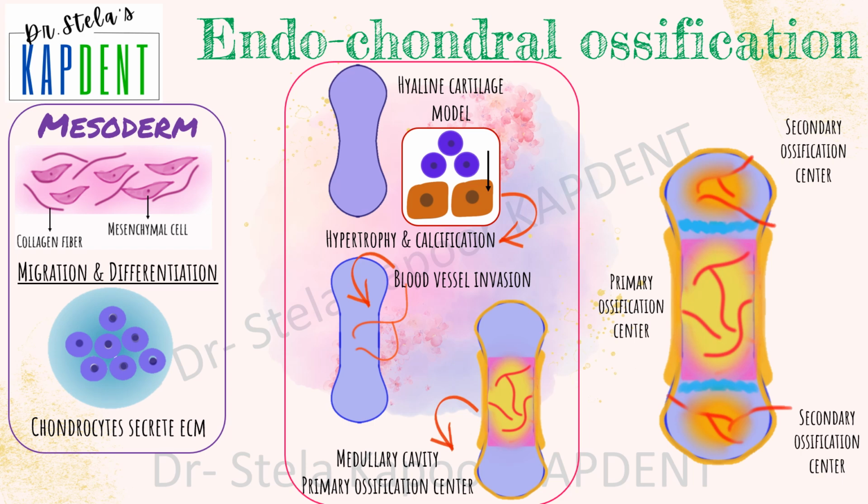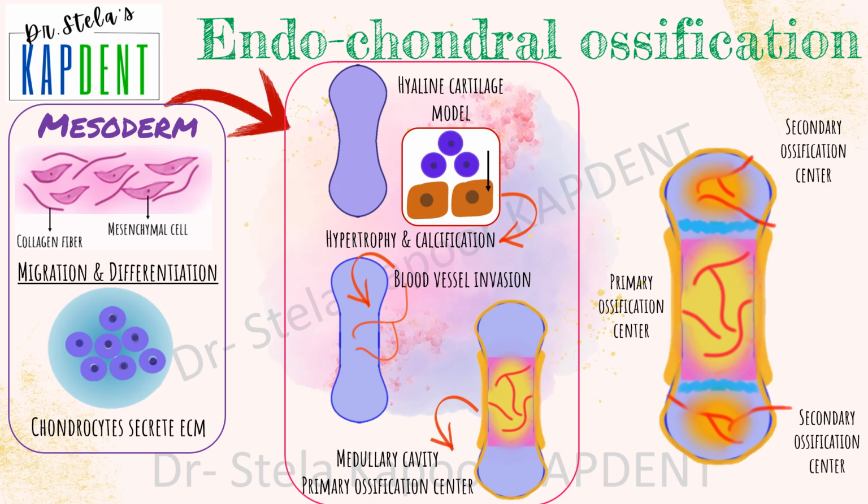Now let's revise and summarize this entire process. Endochondral ossification begins with the mesoderm, in which the mesenchymal cells migrate and differentiate into chondrocytes, which secrete an extracellular matrix. This leads to the formation of a hyaline cartilage model, at the center of which the chondrocytes begin to undergo hypertrophy and there is calcification of the matrix. After this, there is invasion of blood vessels into the voids of the model, followed by the formation of the medullary cavity at the center, formation of a periosteal collar, and transformation of perichondrium to periosteum. And there is formation of the primary ossification center at the diaphyseal area of the bone.